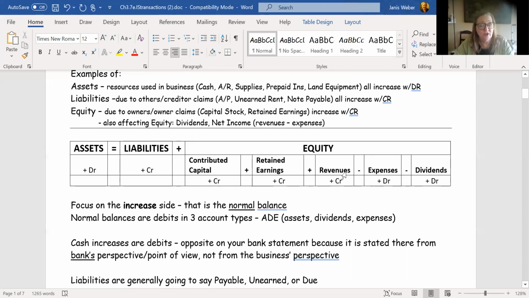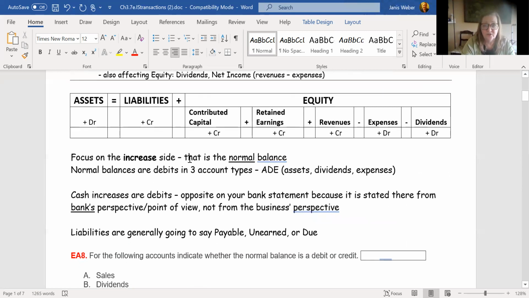But two accounts under the equity decrease equity. So when you increase expenses or you increase dividends that you're paying out, those two things decrease equity, so they are recorded with a debit. So we're going to just focus on the normal balance, which is what these are.